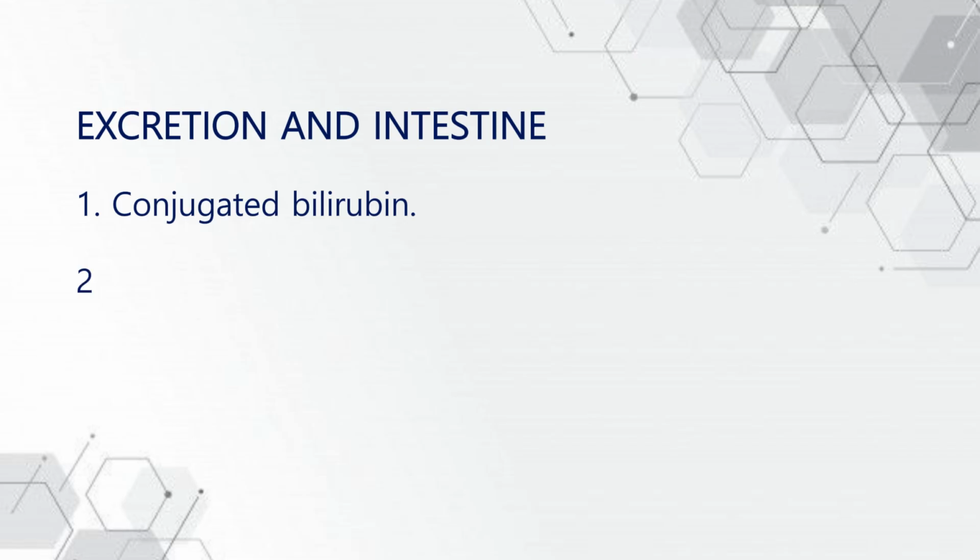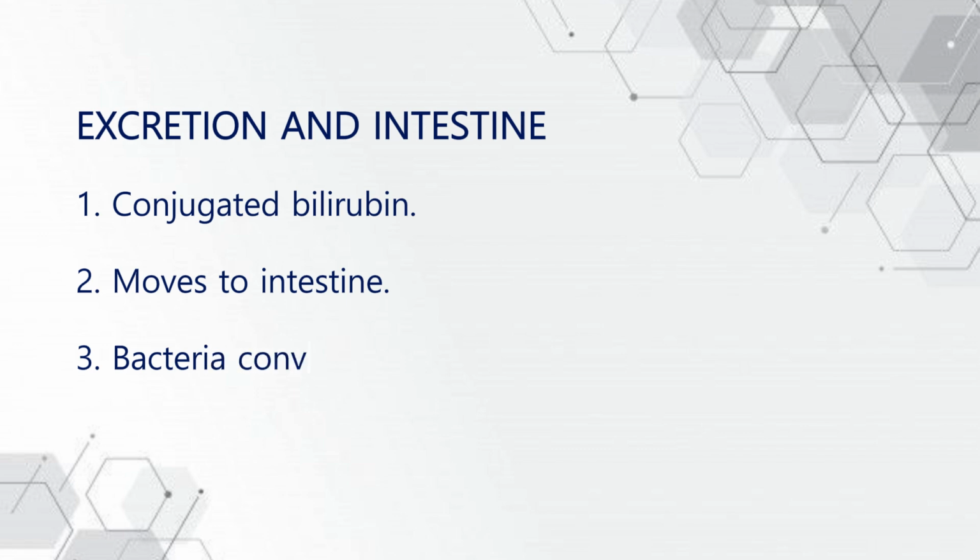Now we move to the second point, which is moves to the intestine. The bile containing the conjugated bilirubin is released into the small intestine, which is known as the duodenum. This usually happens during digestion, especially after eating fatty meals. From there, it passes along the intestines. The third point is bacteria convert it to urobilinogen. In the large intestine, normal gut bacteria act on conjugated bilirubin and convert it into urobilinogen.